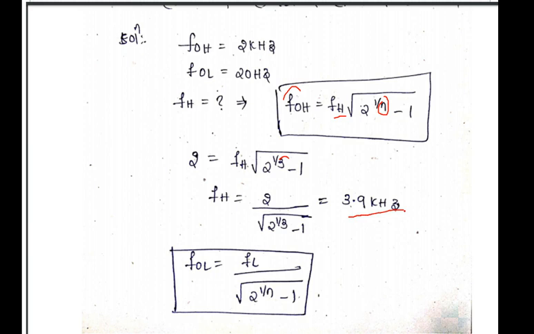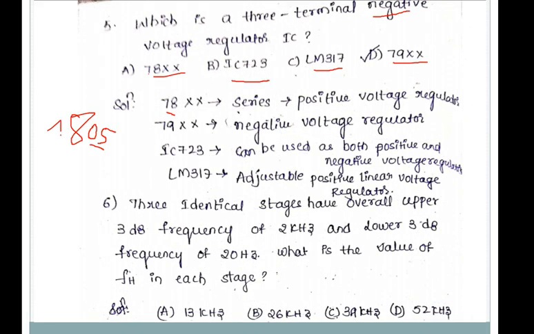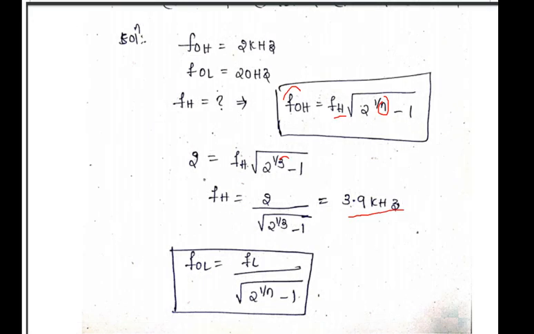For example, if they ask about the lower cutoff frequency, the formula is FOL, the overall lower cutoff frequency, equal to FL divided by the square root of 2 power 1 by n minus 1. By using these formulas, you can easily calculate the upper and lower cutoff frequencies. In the options they give 39 kHz, but the answer is 3.9 kHz.